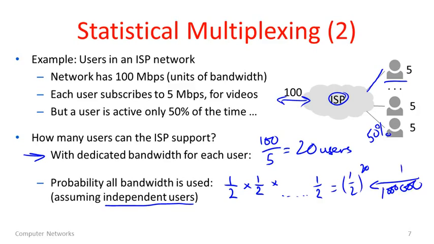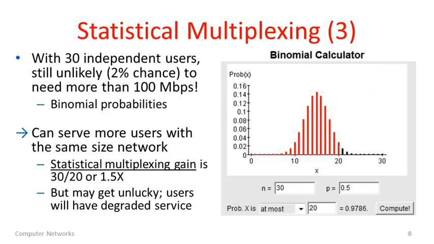Wow, so there's only a 1 in a million chance that all of the users are going to be using their bandwidth so that the ISP bandwidth will be used. So actually, a lot of the time, bandwidth inside this ISP will be wasted. Can we do better by using a little bit of statistical multiplexing? Well, yes, and that's the point of this example.